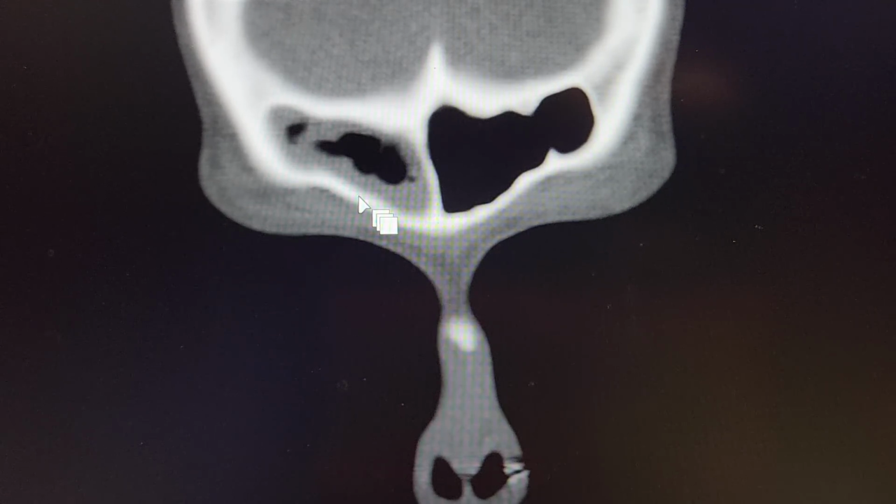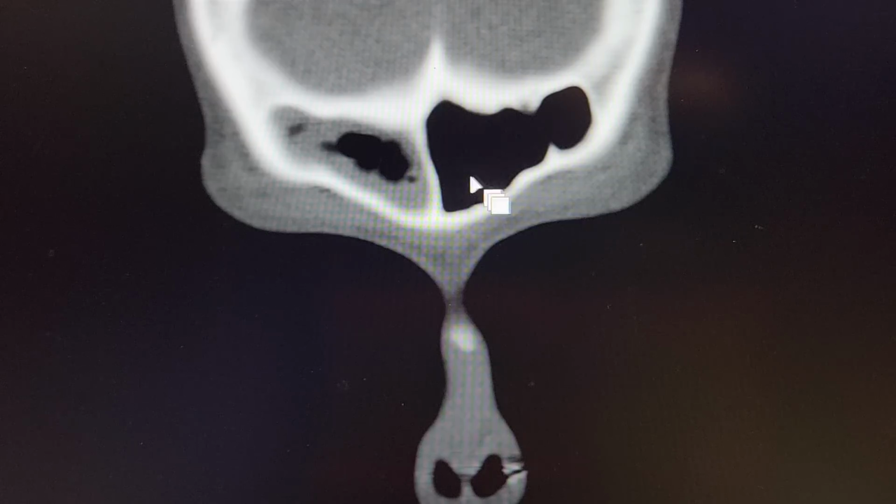So as we go behind, you can see the left side frontal is completely clear. So there's absolutely no need to open up the patient's left frontal. We do have to open the patient's right though and clear the frontal sinus. We can give a thorough wash after having opened up the patient's frontal on the right side.